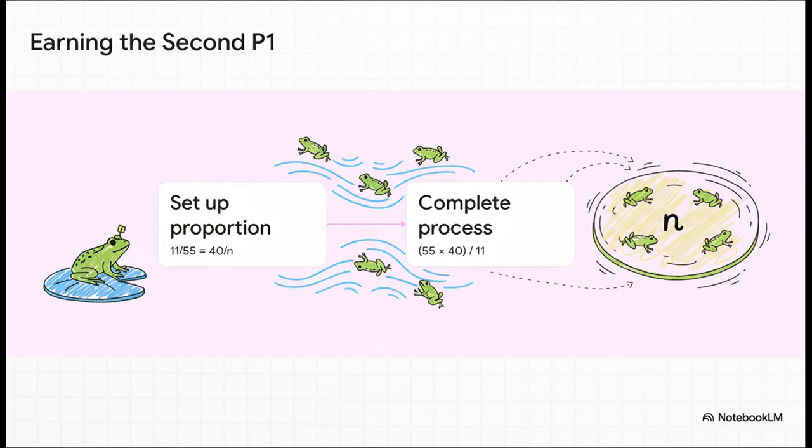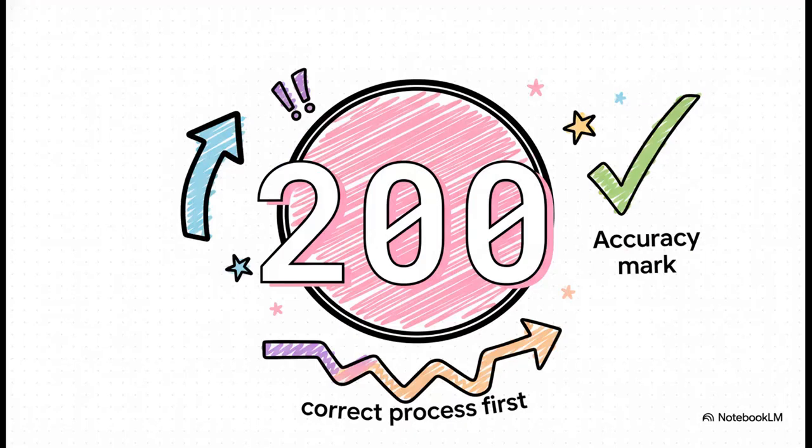55 times 40, and then divide all that by 11. And when you run those numbers, you land on the final answer, 200. Boom. That's what gets you the A1, the accuracy mark. But remember why you got it. You only get that mark because you showed all that correct working first.